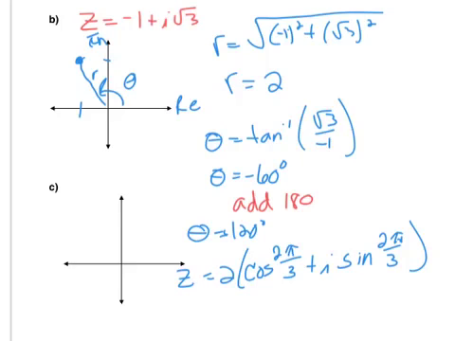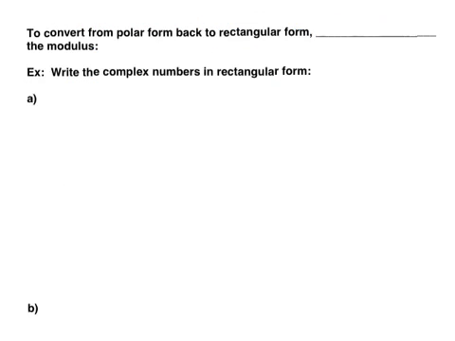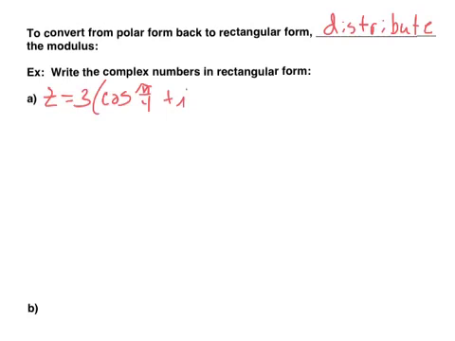But now we're going to finish up by going the other way and taking a complex number in polar form and turning it back into rectangular form. Okay, so this is pretty easy. When you want to convert from polar back to rectangular, all you have to do is distribute the modulus and simplify everything. Evaluate the cosine and the sine, and then simplify it. So here's an example. We have z is equal to 3 times the cosine of pi over 4 plus i times the sine of pi over 4.